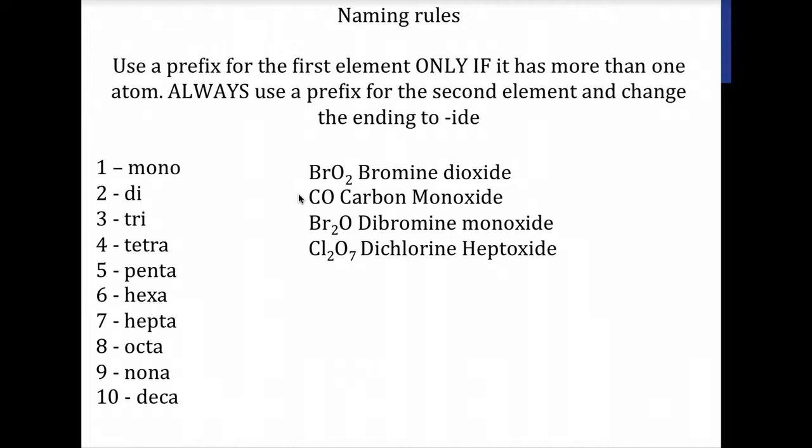Okay, the second one, there's only one of the first atom, so we don't use a prefix. Now remember, the second atom, we always use a prefix. There's one. If there's no number here, it's understood that there's just one. So it's mono, it's oxygen, change the ending to IDE, oxide, monoxide. So this is carbon monoxide.